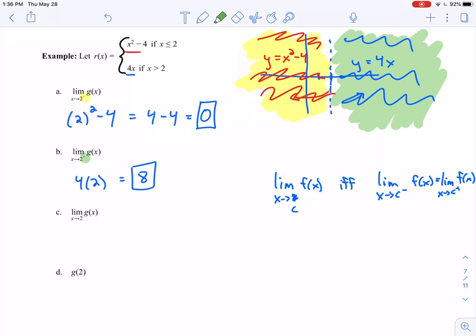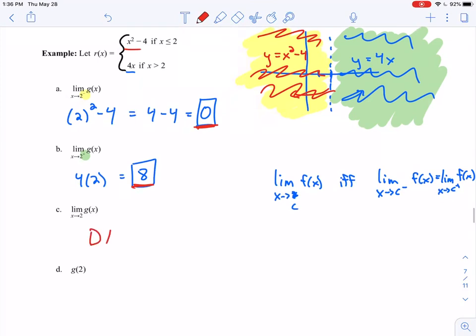So let's just check our answers here. The left-hand limit was 0. The right-hand limit is 8. The last time I checked, 0 is different than 8. So because they're not equal, this two-sided limit does not exist. I don't need to show any work. I don't need to give any further justification. I've already justified it right here by showing the left-hand limit and the right-hand limit.